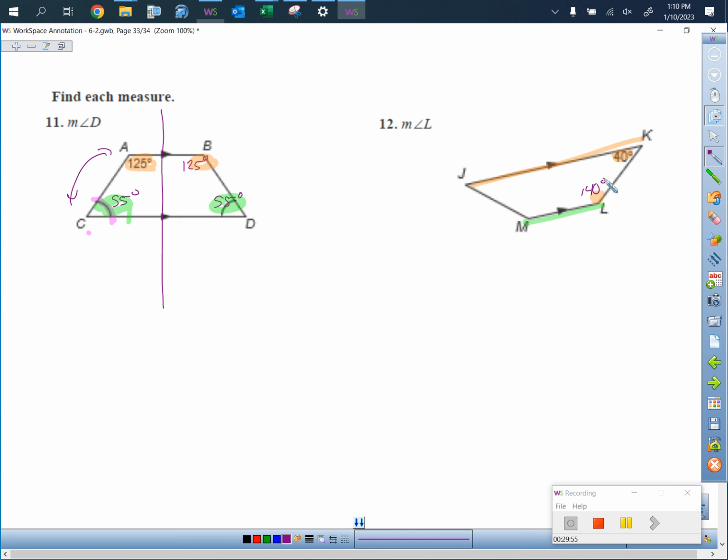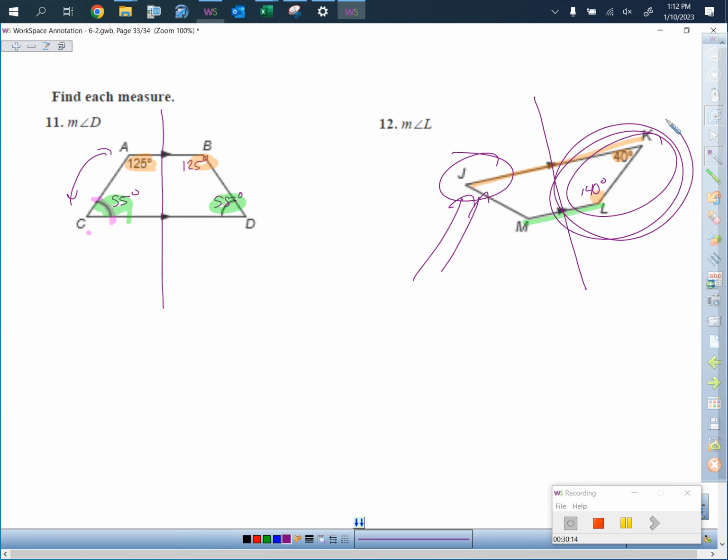Question. This guy. Boom. Is he 40 degrees? Some people said yes. Why? We have no real evidence to prove that that's 40. So this is all we can do. When the homework says find everything that you can, it doesn't mean that you're going to find everything. It's find everything that you can. Is that okay?